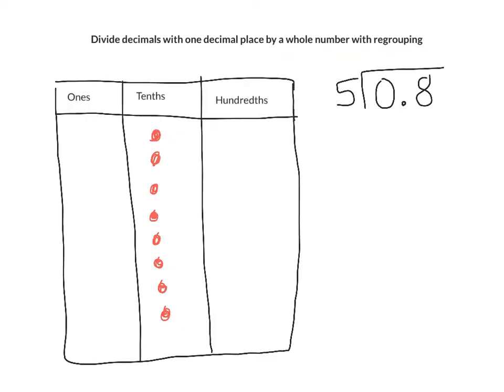Next, we're going to take a look at how to divide decimals with one decimal place by a whole number that includes regrouping. We're going to look at a visual model using our place value chart to show what we mean. Our example that we're going to look at is 8/10 divided by 5. I've represented 8/10. To divide 8/10 by 5, we would be separating our 8/10 into 5 equal groups. We can create 5 groups and have 3/10 left over.